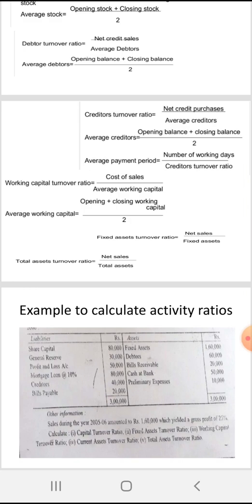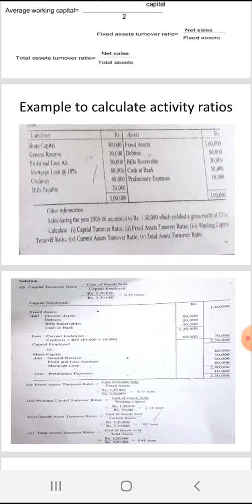Working capital turnover ratio is equal to cost of sales divided by average working capital. Average working capital is equal to opening plus closing working capital divided by 2. Fixed asset turnover ratio is equal to net sales divided by fixed assets. Total asset turnover ratio is equal to net sales divided by total assets.